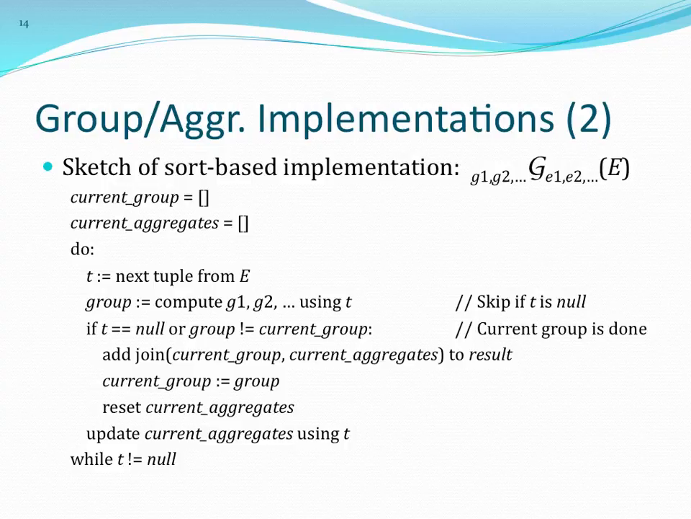Does everybody see how this works? This is a rough sketch. This is not precise because there's not a lot of value in having, well, if t is not null here and if t is not null there, and it just gets tedious. So we just have a rough sketch of it.